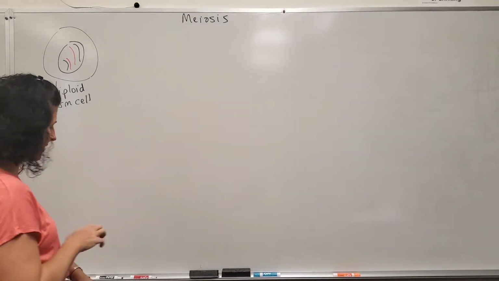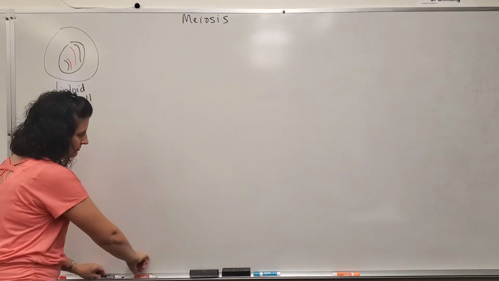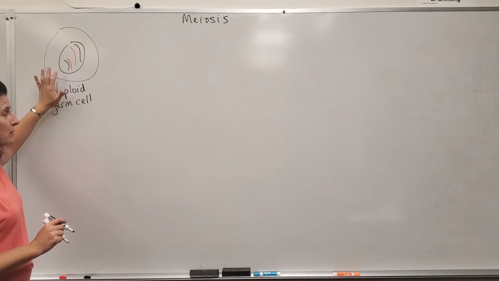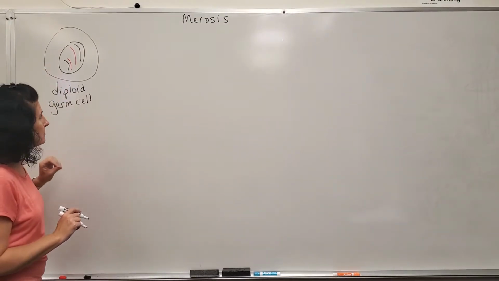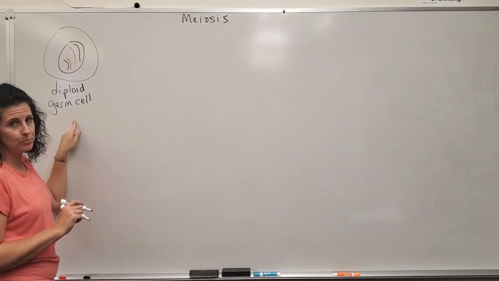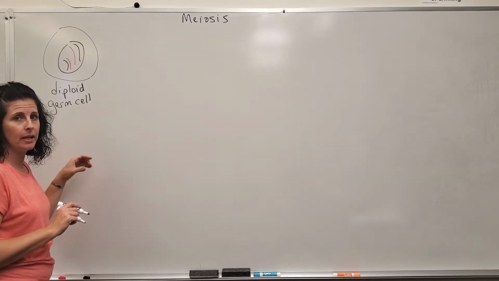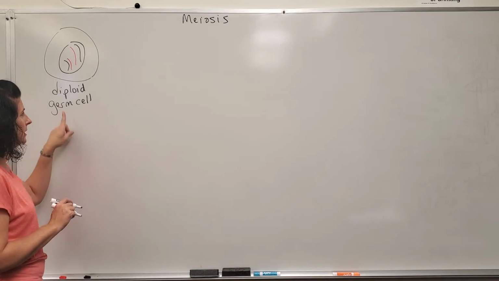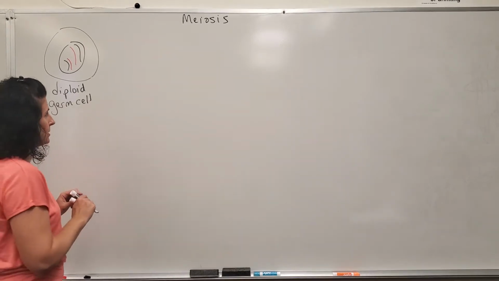Ready to take this cell through meiosis instead of mitosis. So now we still have our diploid cell, 4 chromosomes, 2 homologous pairs, but now this is a germ cell, and these are the only cells in the body that would go through meiosis to produce those haploid gametes. So this is a diploid germ cell.